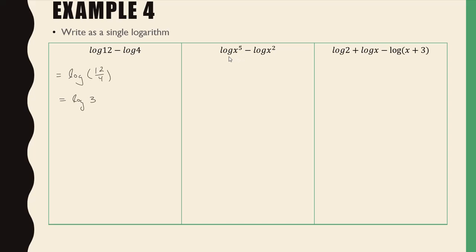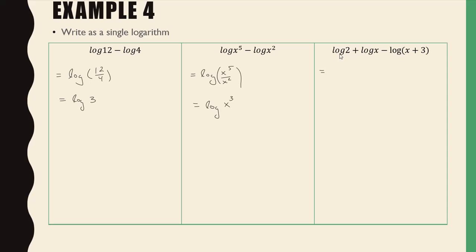Looking at the next one, we have a base of 10 here, and we have a subtraction, so we're going to divide. So it becomes log x to the power of 5 divided by x squared. Exponent law says when we're dividing same base, we subtract the exponents, so it becomes x to the power of 3, or x cubed.